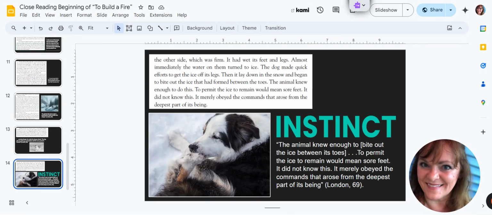The animal knew enough to do this. To permit the ice to remain would mean sore feet. It did not know this. It merely obeyed the commands that arose from the deepest part of its being.